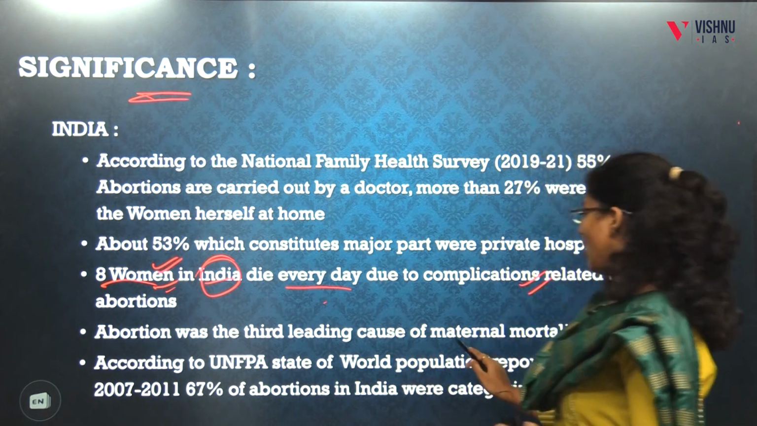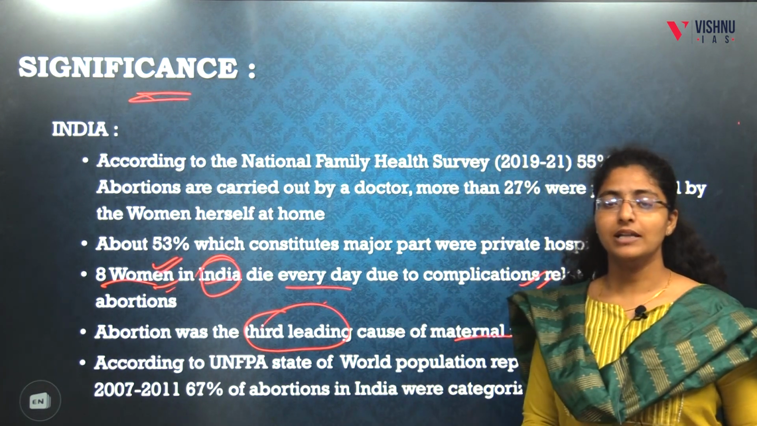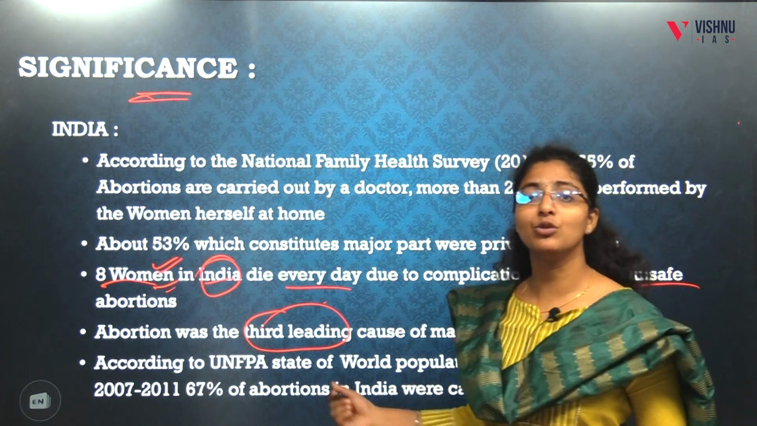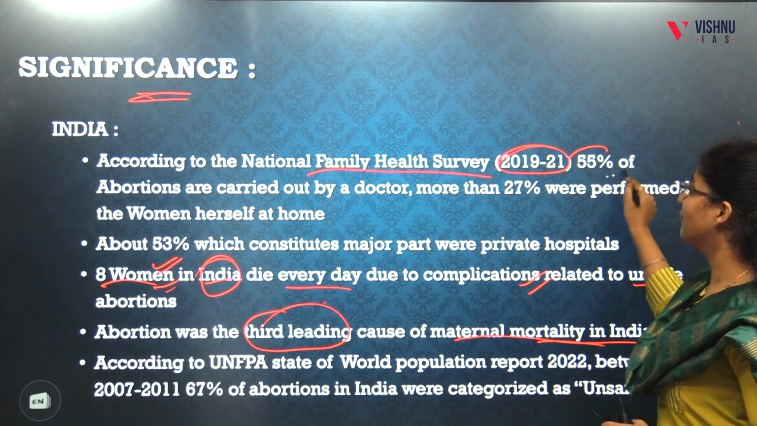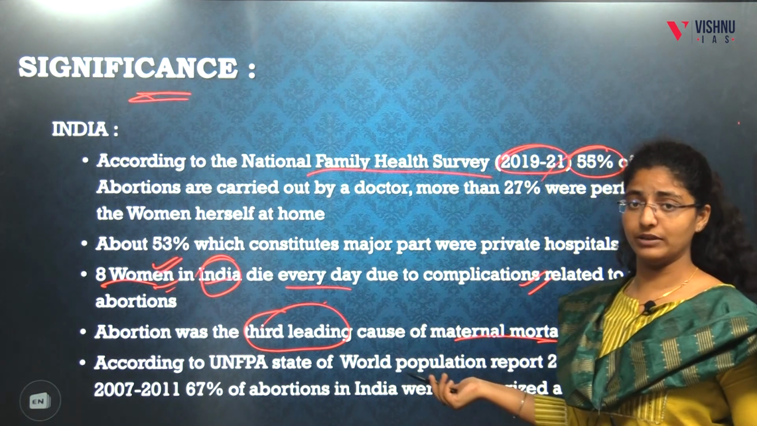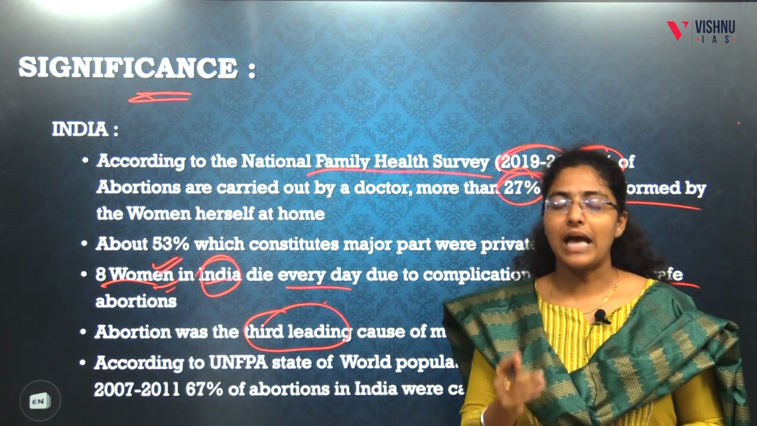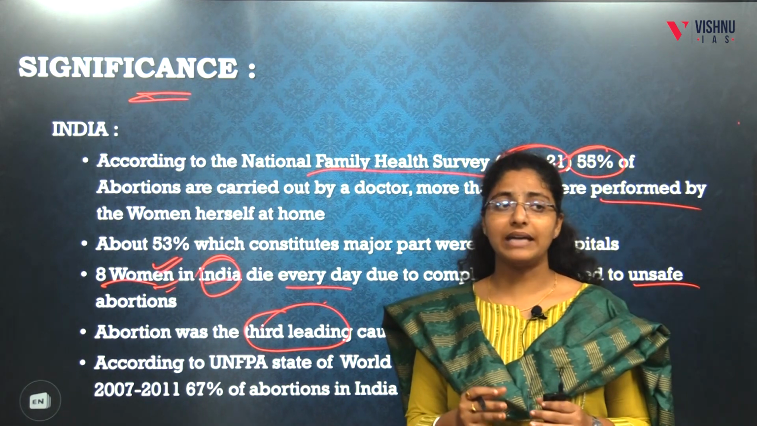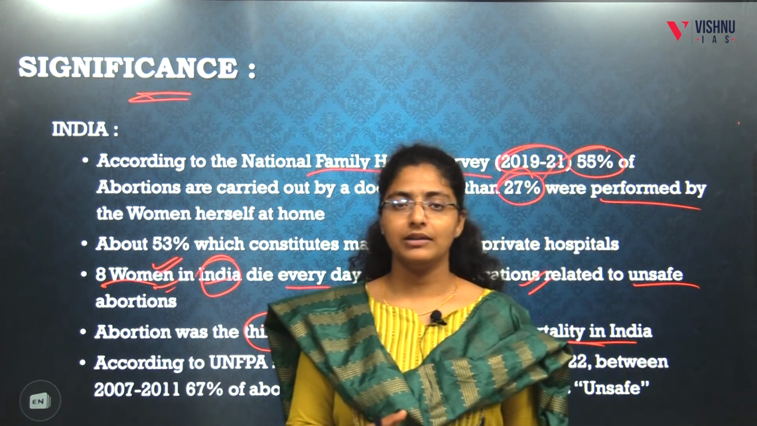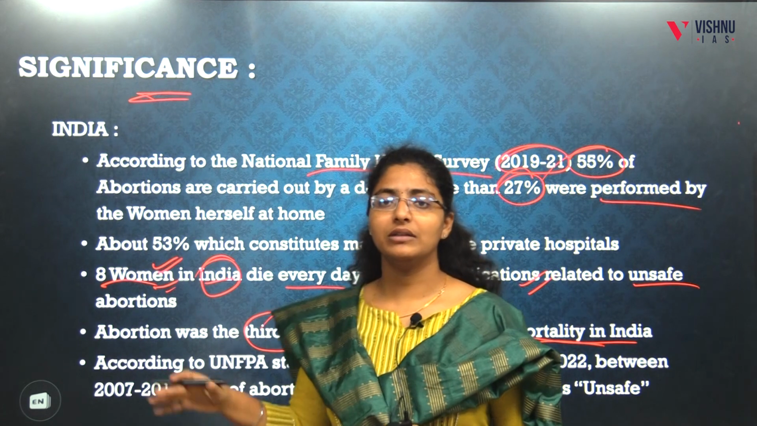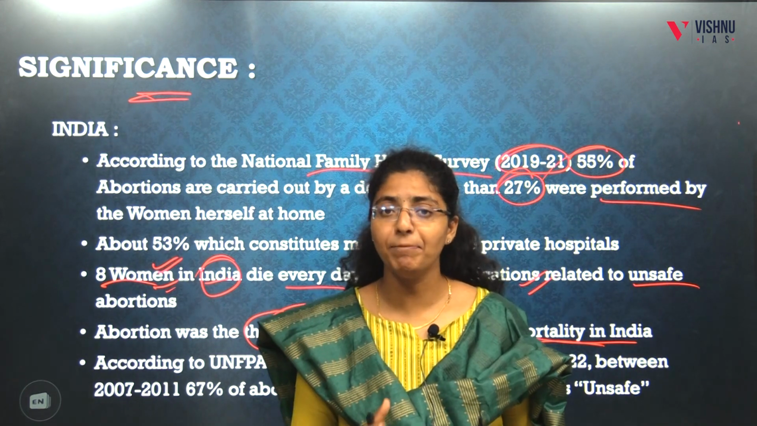When you see the causes of maternal mortality rate, unsafe abortion stands as the 3rd leading cause. This is a very disastrous fact that we should know. According to the National Family Health Survey of 2019 to 21, 55% of abortions are carried out by doctors and about 27% are performed by the woman herself at home. Actually, abortion is something like a taboo in many countries, and it depends on the social factors and the social system a country has built. These things have a behavioral change pattern and an impact over behavior.